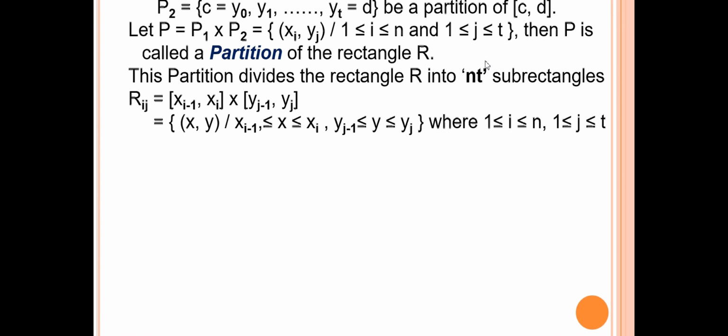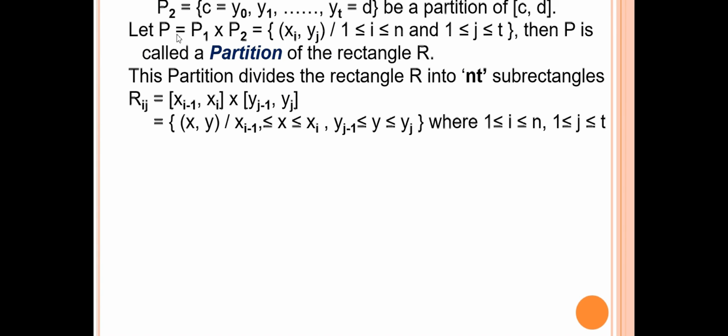So first of all, say let P1 equal to a equal to x0, x1, x2 up to xn equal to b. So say this set is the partition of AB, and P2 say c equal to y0, y1, y2, yt equal to d. So consider this as a partition of CD. So what we have to consider is P1 and P2 are the partition of AB and CD respectively. So now let us consider the partition P.